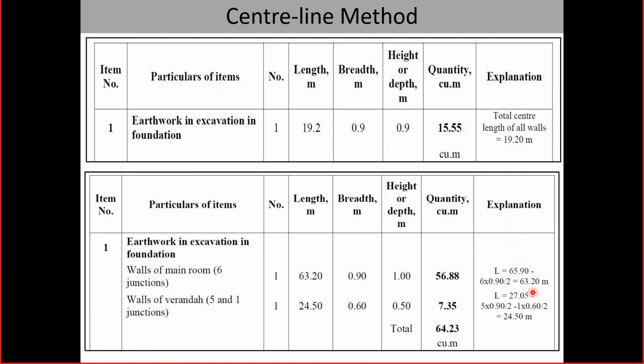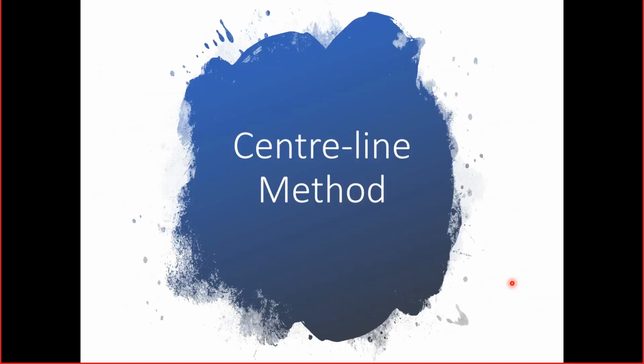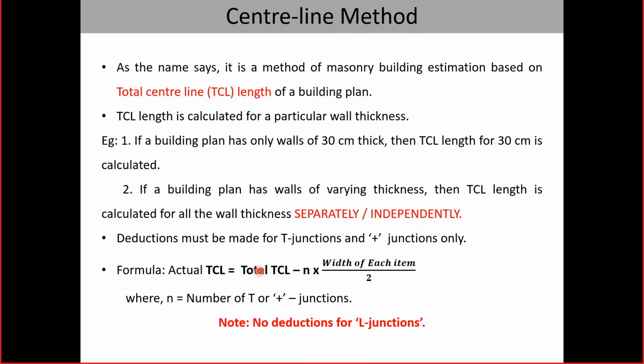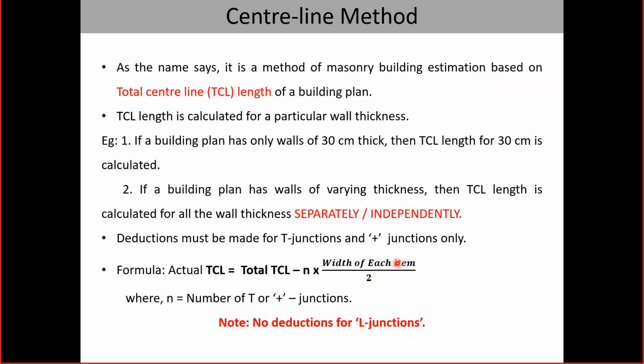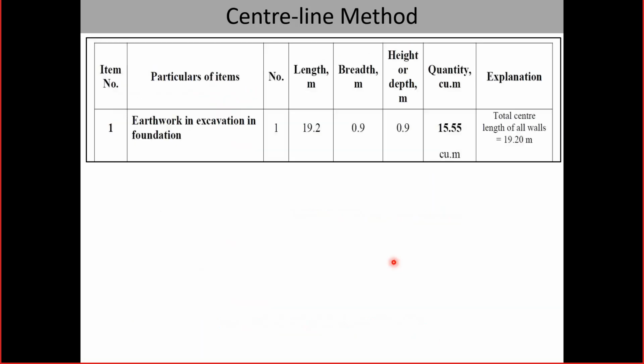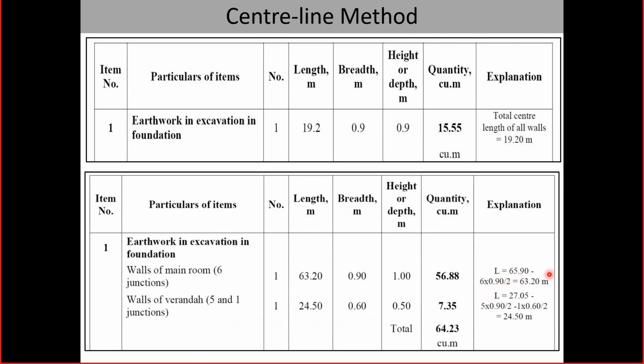The total length is 65.9, and I'm deducting 6 junctions. Why? Let us say that after the calculation I've got 6 numbers of width 0.9 divided by 2, which is nothing but the previously shown formula. Total center line length is 65.9 minus n, where n is the number of T junctions, multiplied by the width of each item. Let's say I'm doing the calculation for earthwork in excavation. The total width is 0.9. 0.9 divided by 2. That value I'm getting as 63.2.